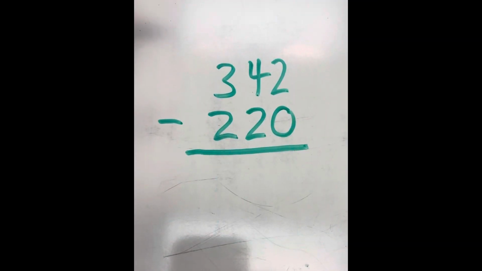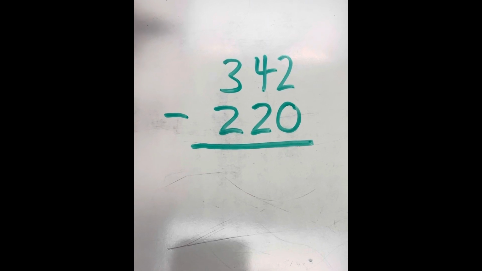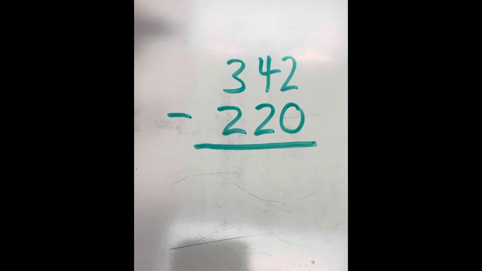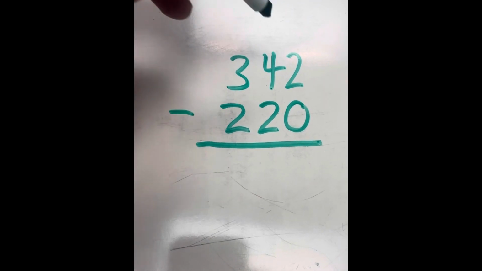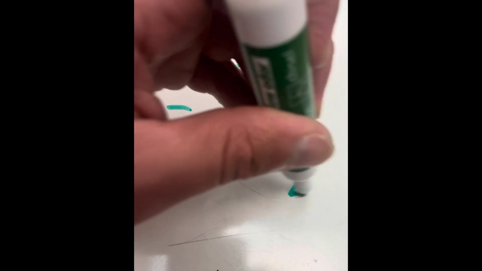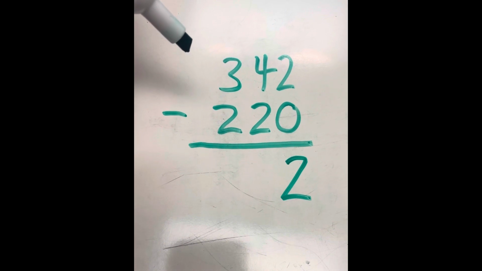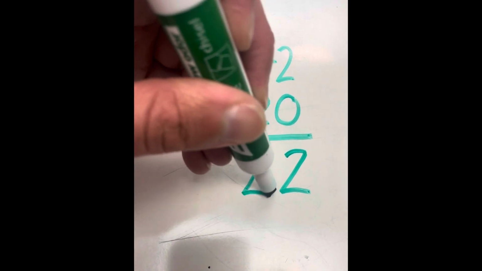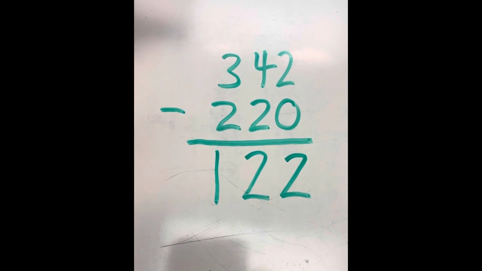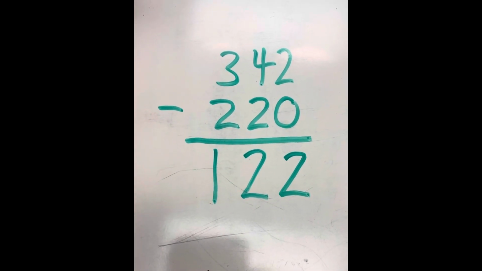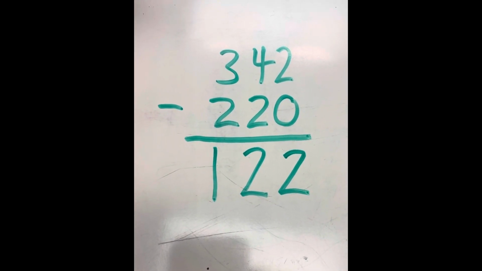All right, example number 2 now. 342 minus 220. We start in the ones place. 2 minus 0 equals 2. 4 minus 2 equals 2. 3 minus 2 equals 1. And we have our final answer, 342 minus 220 equals 122.